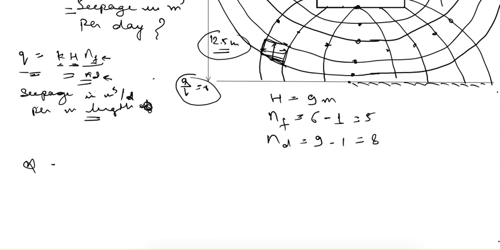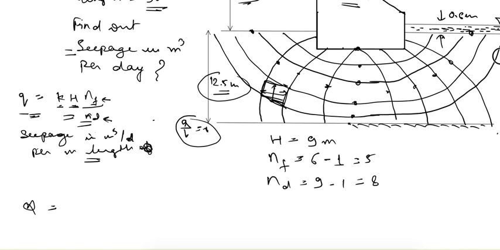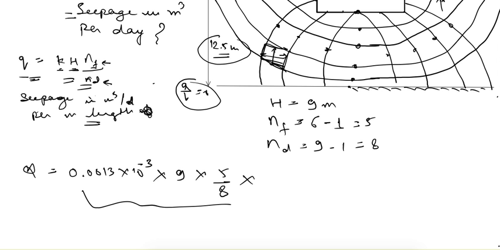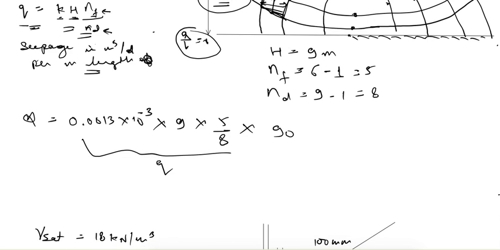So the total discharge lost in seepage will be, K is given as 0.0013 mm per second, so in meter per second it is 10 to the power minus 3, and H is 9 meter, N_f is 5, and N_d is 8. This gives the seepage per meter length, which is multiplied by the length, 90 meter. So from here we'll get the total seepage.